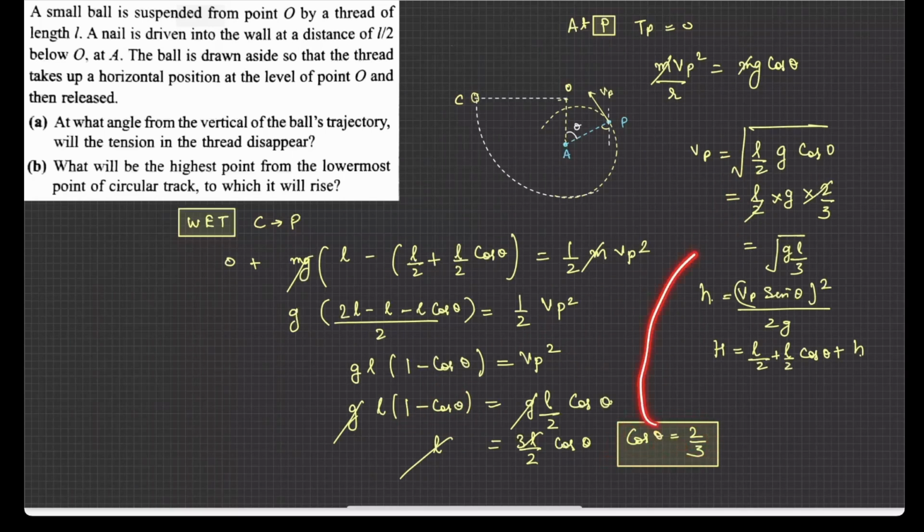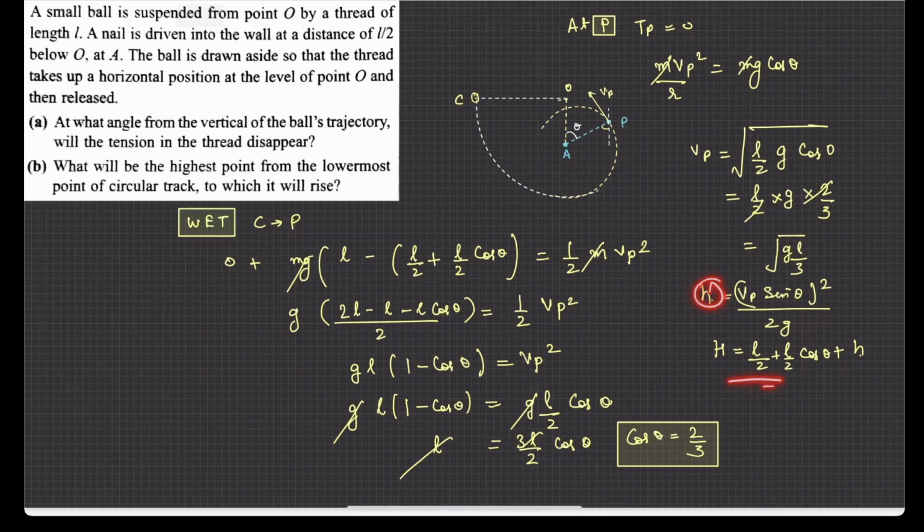We again put the value back in cos theta to get the value of Vp as root gL by 3. Now this height we have to find out, because after this it is doing a parabolic path. How will we find this height? It is u_y squared by 2g, that is (Vp sin theta) squared by 2g. This cos theta is 2 by 3, and we can calculate sin theta from this cos theta, 1 minus cos squared theta, and we can put the value here and we have got the value of h.